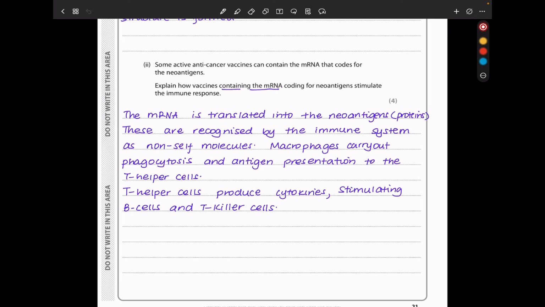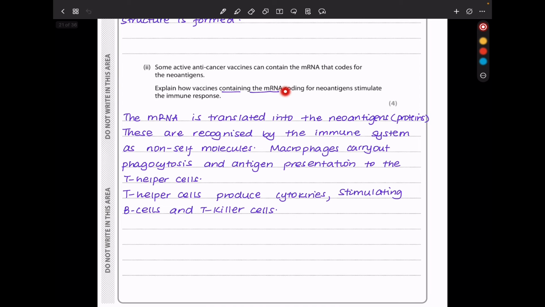Explain how vaccines containing the messenger RNA coding for neoantigen stimulate the immune system. This messenger RNA is going to be used to produce the protein, which is the neoantigen. The presence of this neoantigen is going to trigger the immune system in order to produce memory cells as well as antibodies against the neoantigens.